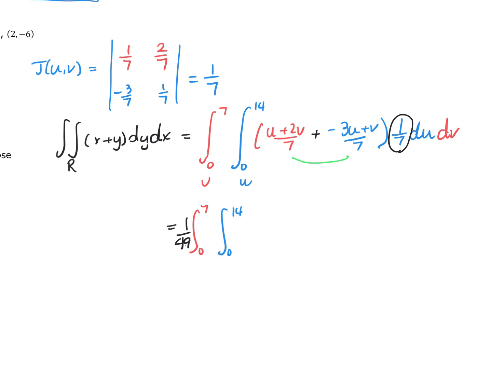That's because these can be written as 1/7 times (u plus 2v minus 3u plus v). And this ends up cleaning up to negative 2u plus 3v du dv. When I get totally done doing the integration and everything, I end up with negative 7 as my final answer.